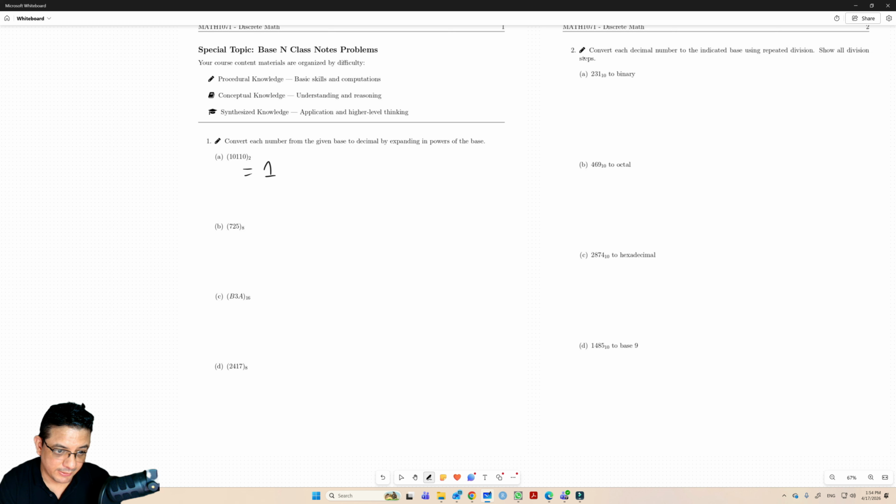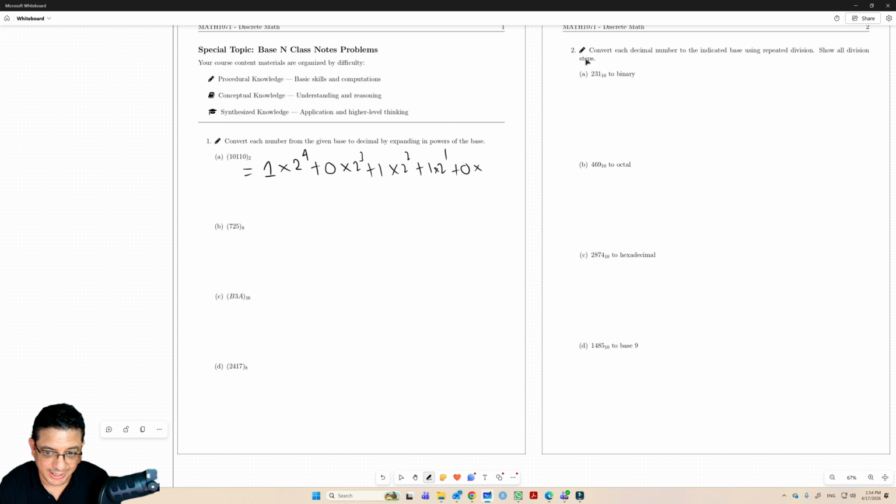And then notice that this has 5 digits, so we're going to start with 2 to the 4. And then we're going to go with plus 0 times 2 to the 3, plus 1 times 2 to the 2, plus 1 times 2 to the 1, and then plus 0 times 2 to the 0. That's the reason why we start from 4, because we are going down to power 0. So now let's take a look at what this is.